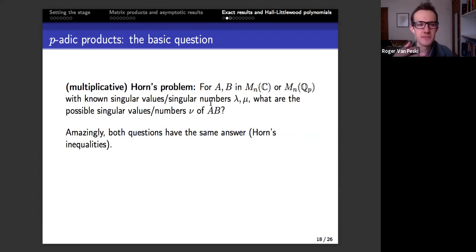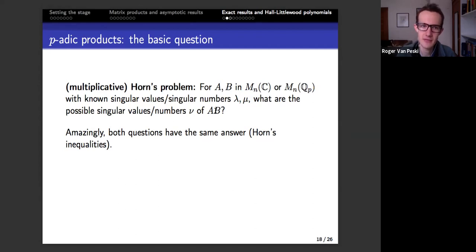So to understand the product of many matrices, it seems reasonable that maybe a good first step is to understand the product of two matrices. This is very related to the classical Horn problem, where the problem asks: let's say I have two matrices, and you know the singular values, or their p-adic singular numbers, then what are the possible singular values or singular numbers of their product? And this was a very classical problem.